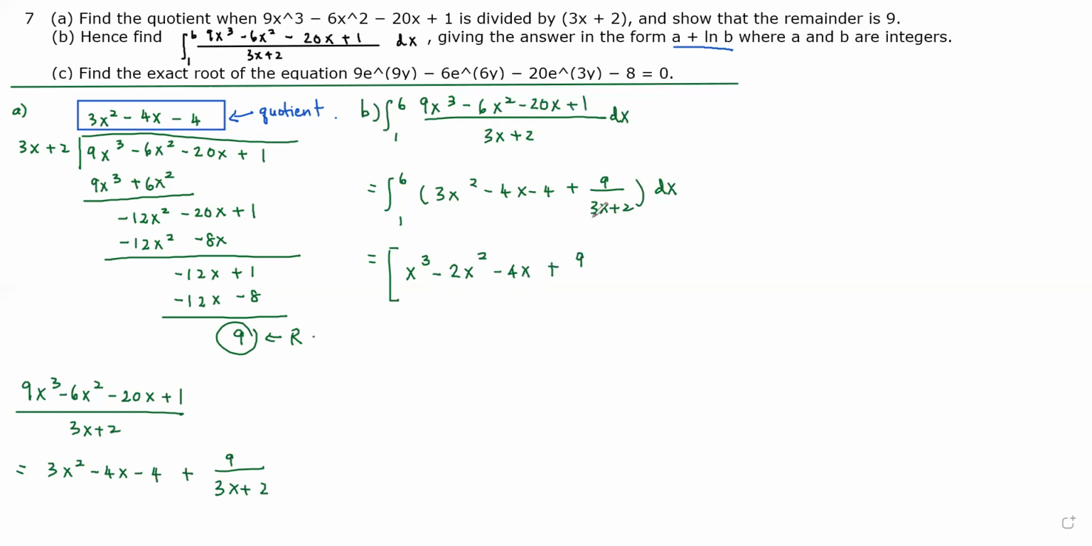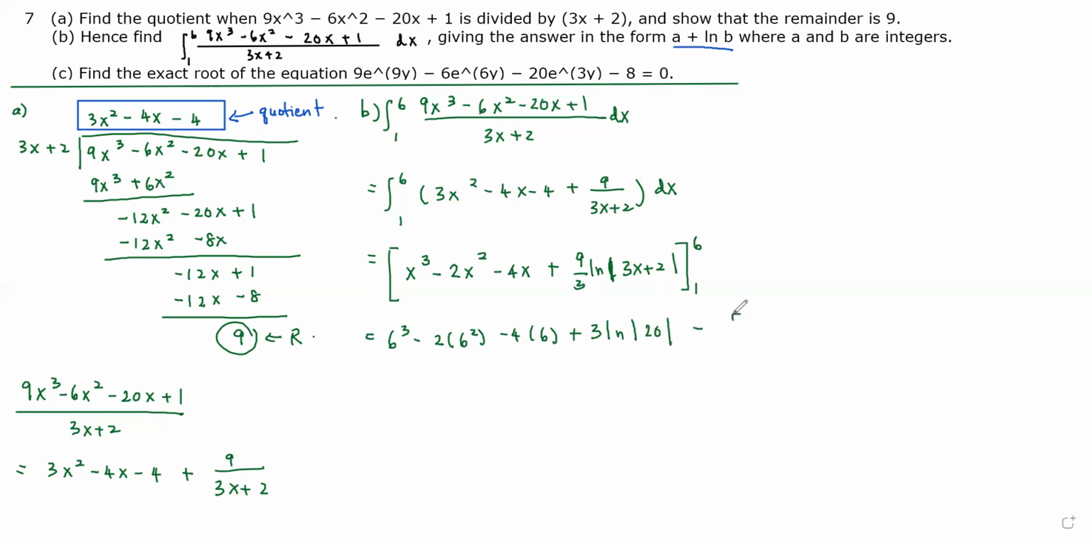Now for this one, you need to divide by 3, which is the coefficient of x. And then we have 3 ln of the absolute value of 3x plus 2, evaluated from 1 to 6. So now replace all the x with 6. We have 6 cubed minus 2 times 6 squared, minus 4 times 6. That will give a 3. So you have 3 ln of 18 plus 2, which is 20.